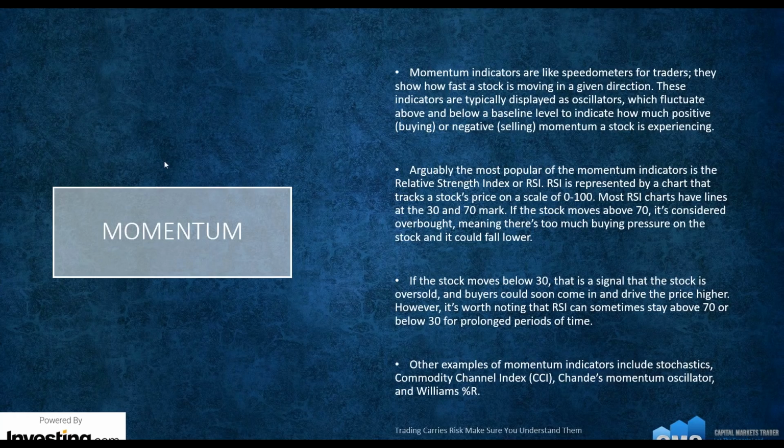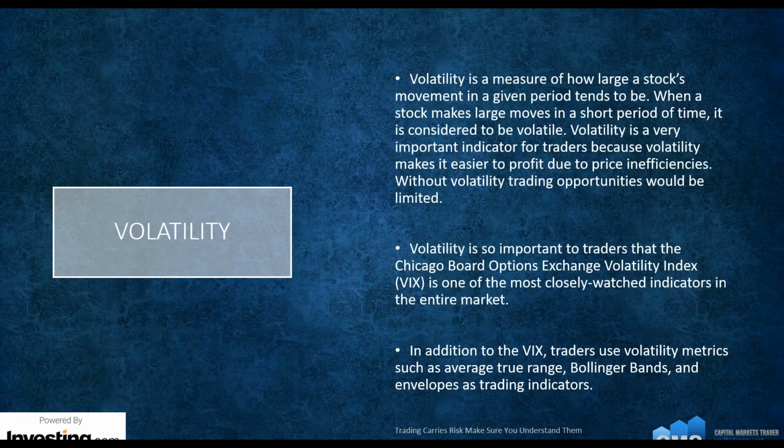So if the stock moves below 30, it's a signal that that asset is oversold and the buyers could soon come in and drive the prices higher. So this includes RSI, stochastics, Commodities Channel Index, CCI, and Williams %R. Then we go into a very important class of indicators, and these are called volatility.